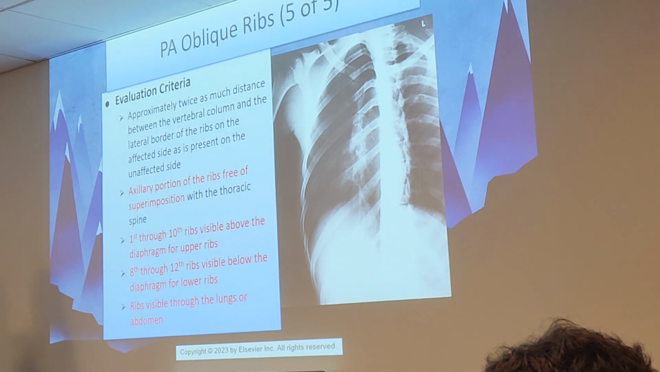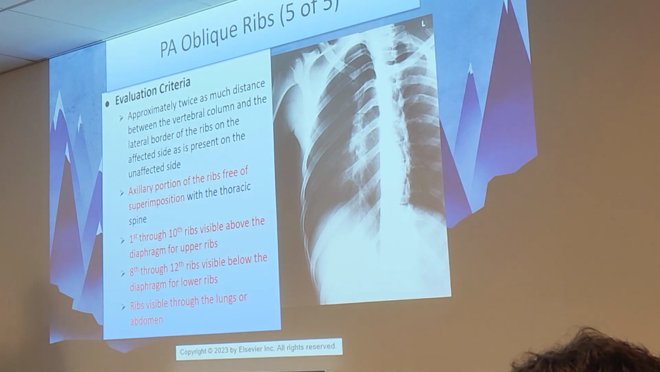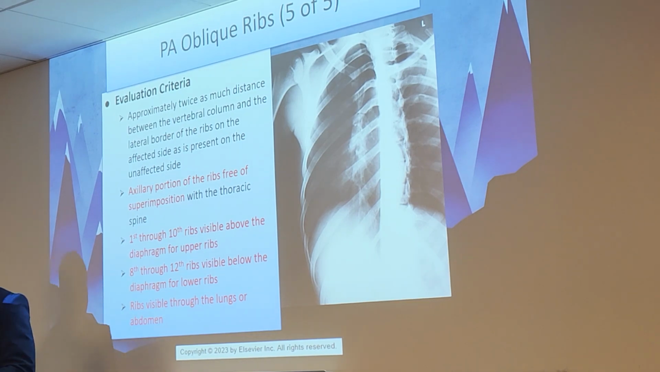All right, so what's our evaluation criteria, guys? Still looking at the axillary portion of the ribs. We want them to be free of superimposition, away from that central spine. For the upper, 1 through 10. Lower, 8 through 12, that has not changed. And ribs should be visible through the lungs or the abdomen.